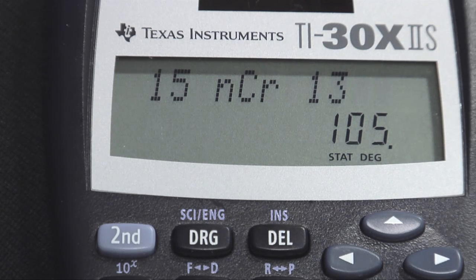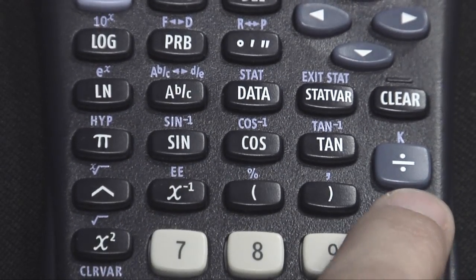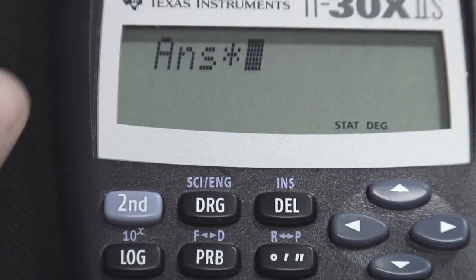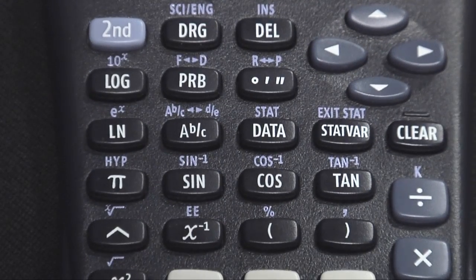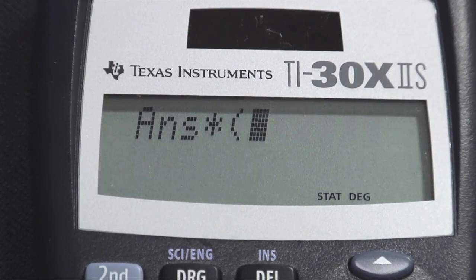So now what I need to do is multiply that with the next few parts. I tend to hit times, and you'll notice the screen says answer. This way I didn't have to retype the 105. For the next piece, I'm going to start off with open parenthesis, or left parenthesis, and enter the probability of picking one of those 13 items.